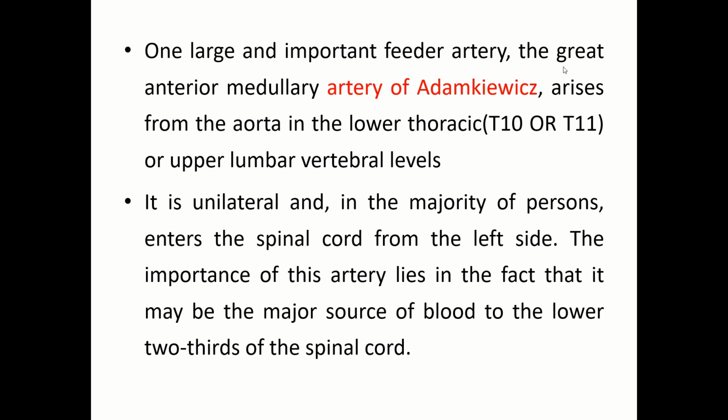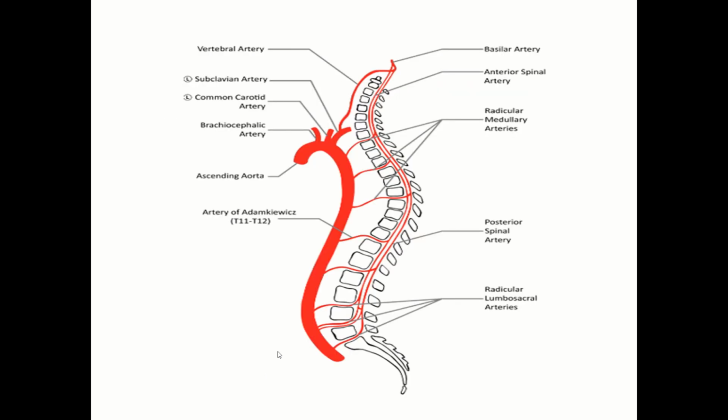One large and important feeder artery, the anterior medullary artery of Adamkiewicz, arises from the aorta in the lower thoracic segments, especially at the level of T11. It is unilateral and in the majority of persons enters the spinal cord from the left side. The importance of this artery lies in the fact that it may be the major source of blood to the lower two-thirds of the spinal cord. You can see here the artery of Adamkiewicz. If we count, this is the sacrum, this is L5, L4, L3, L2, L1, T12 and this is T11. Close to T11 is the origin of the artery of Adamkiewicz.